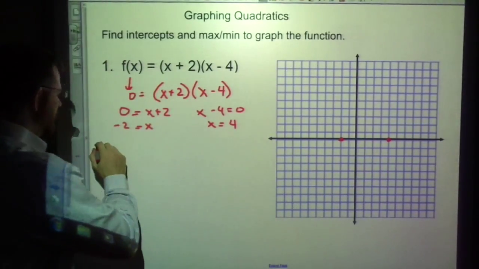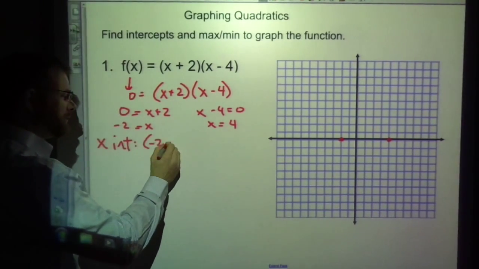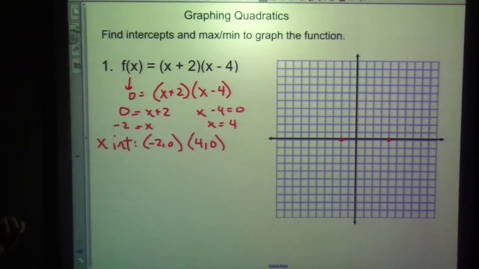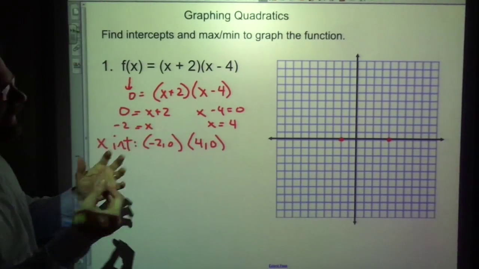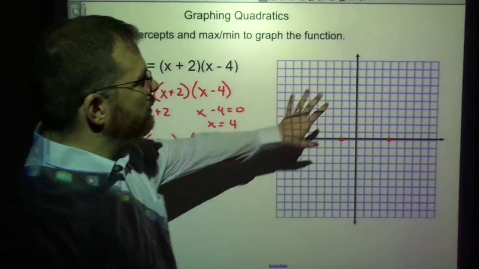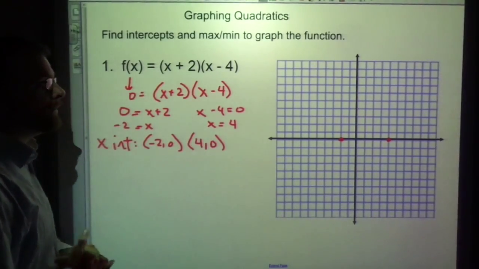Okay, and we can represent that when we say x-intercepts, we would write it negative 2, 0 and 4, 0. That's how we would express those things. Okay, next let's find the max or the min. The thing about parabolas is that they are symmetric. So they are equal on one side as they are on the other, and the max or the min is going to be right down the middle.